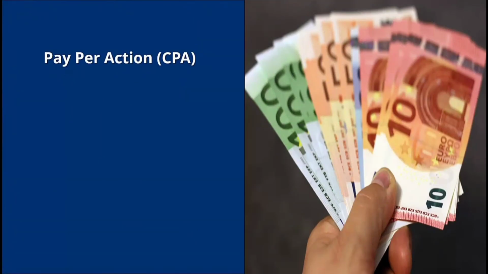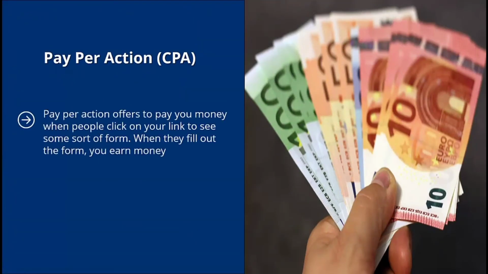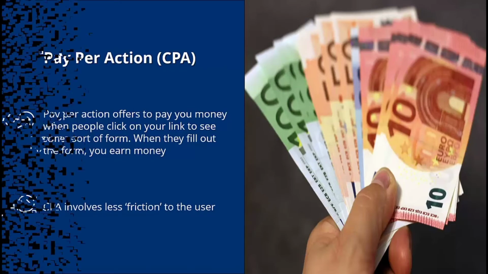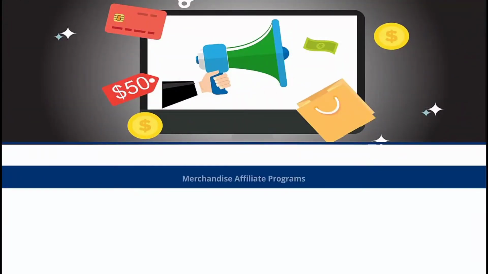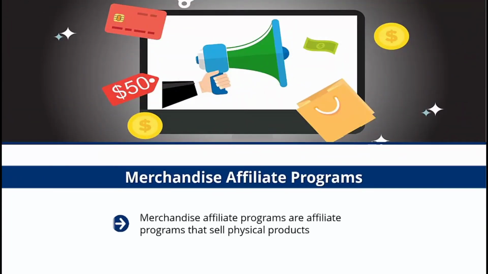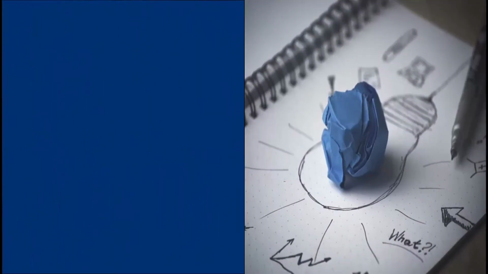Pay-per-action, CPA: pay-per-action offers pay you money when people click on your link to see some sort of form. When they fill out the form, you earn money. Pretty straightforward, right? CPA involves less friction to the user. Oftentimes, people just need to enter their email address for you to make 20 cents to up to $1. Not too bad. Merchandise affiliate programs are affiliate programs that sell physical products. When people see ads on your website, you won't get paid when people click the ads. You only get paid a commission when your visitors actually buy products.